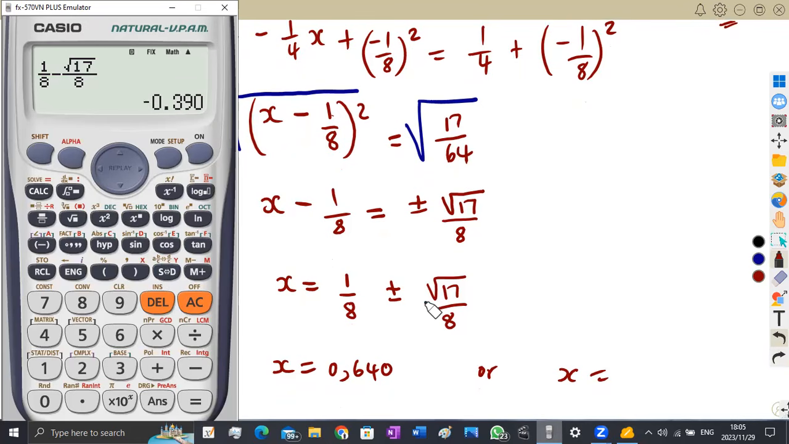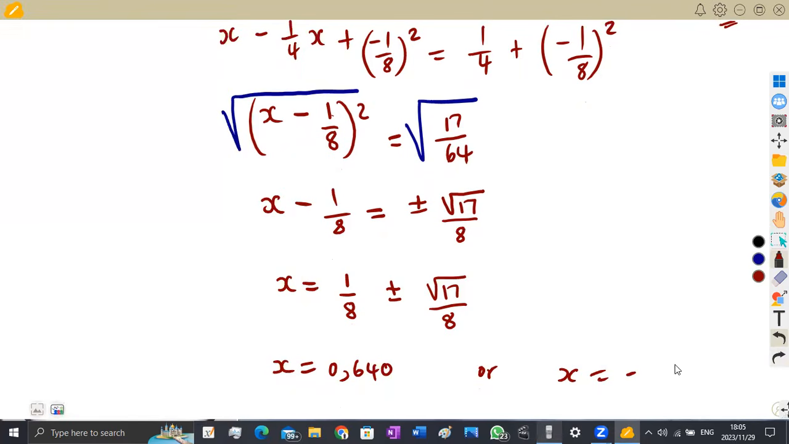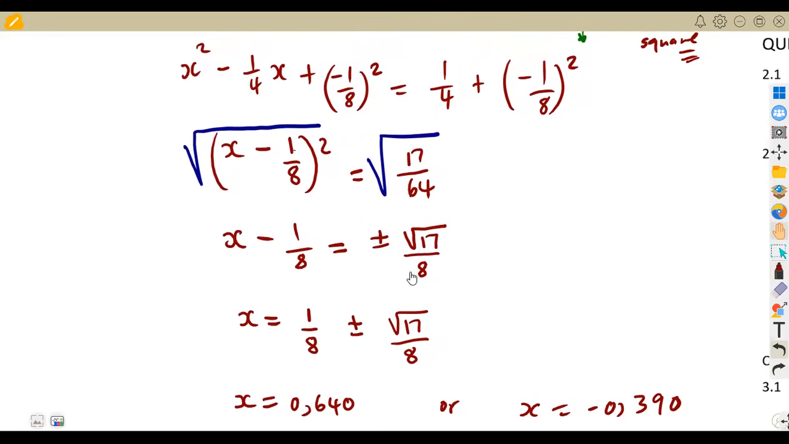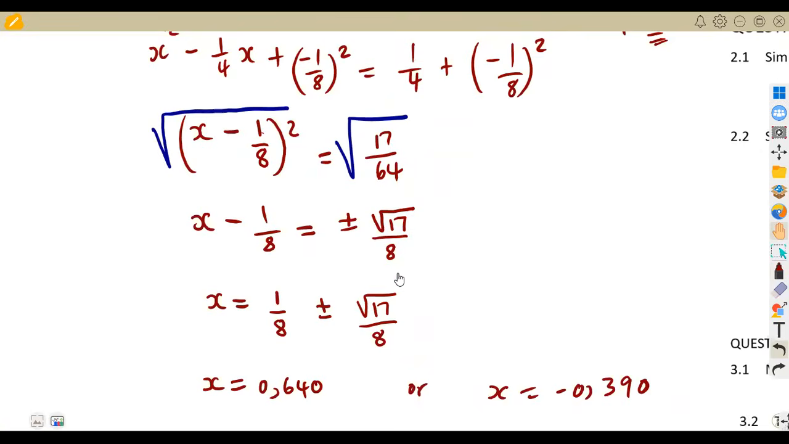So this is going to give us negative 0.390. That's negative 0.390 to 3 decimal places as per the instruction of your question paper. Unless stated otherwise, you can use the decimal places that are given for that particular question. Besides, you use the decimal places given in the instruction of the question paper, and this was supposed to be given to what? To 3 decimal places. Okay.